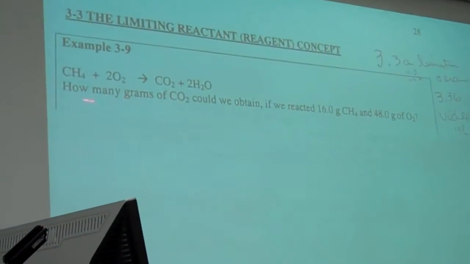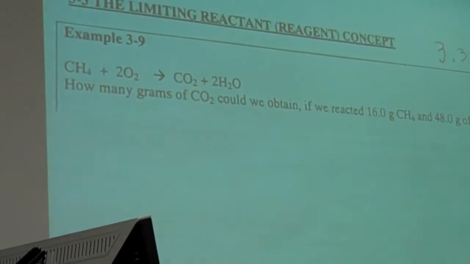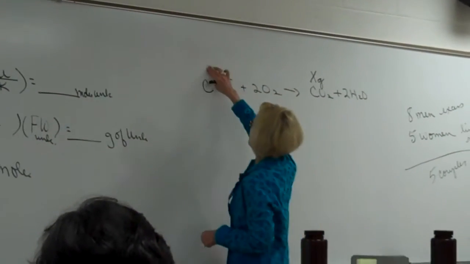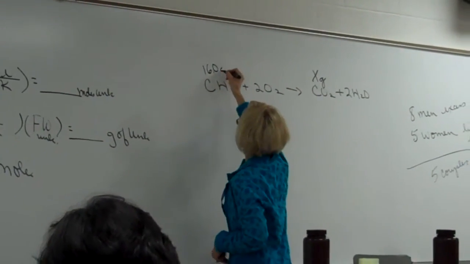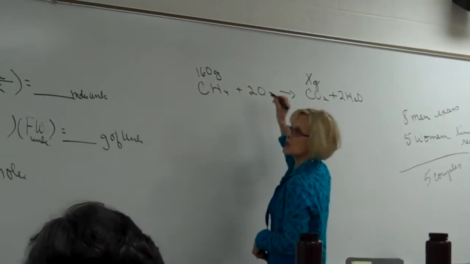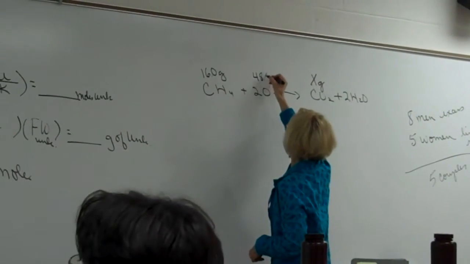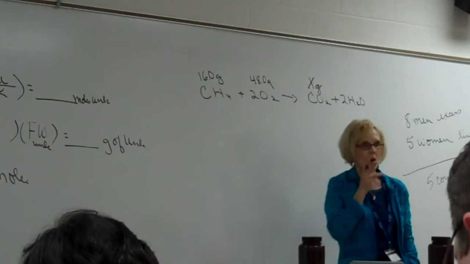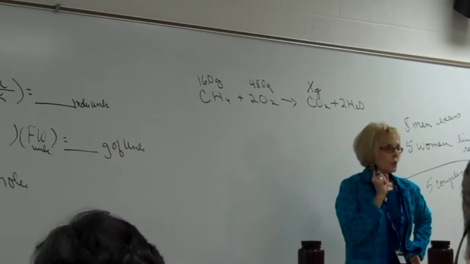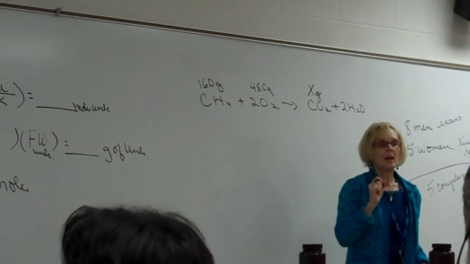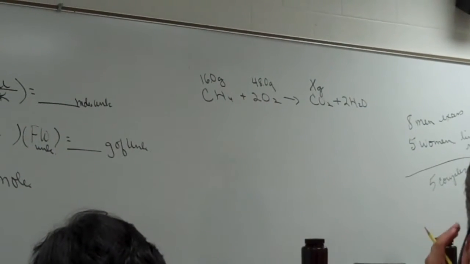What are we trying to obtain? That means unknown. Then it says we start with 16 grams of this, and we start with 48 grams of this. And they're asking you how much we can get. Okay, there's really no shortcut.